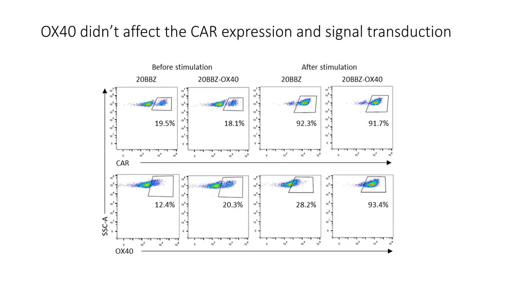But first, we check the expression of the CAR and OX40 in 20BBz and 20BBz-OX40 cells. We find that after the infection, the CAR expression in percentage is similar. However, after the antigen stimulation, we find that the CAR percentage is increased dramatically in both 20BBz and 20BBz-OX40 CAR cells, which suggests that the OX40 expression didn't affect the CAR expression and didn't affect its signal transduction. And also we can find after the stimulation, in the control 20BBz CAR T cells, about 28% of CAR cells express a low level of OX40. However, in our 20BBz-OX40 CAR T cells, almost all CAR positive cells express a high level of OX40.